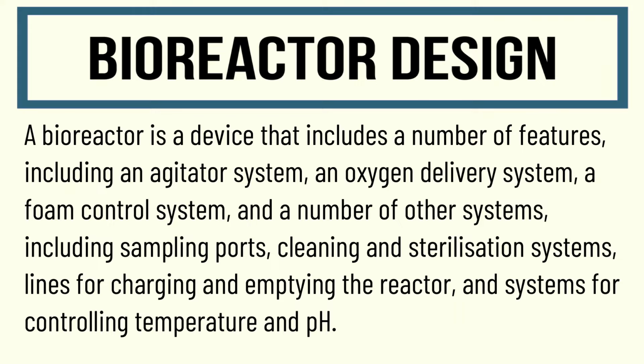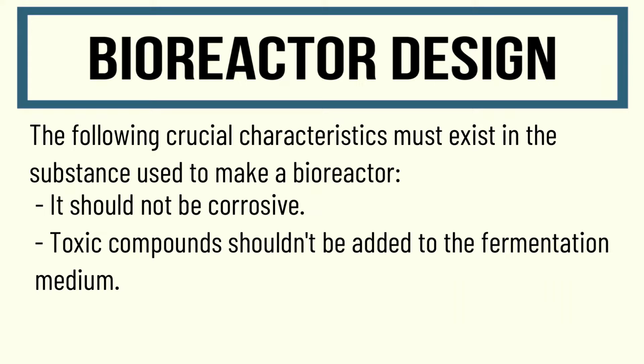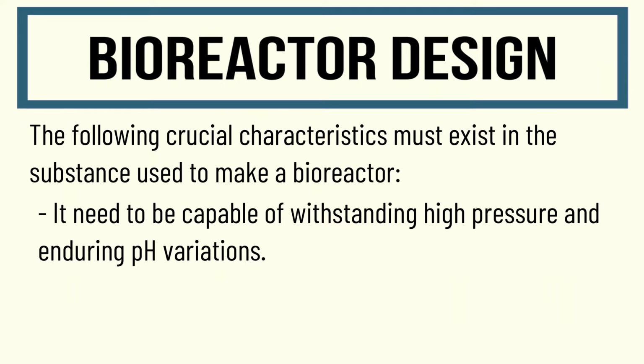The following crucial characteristics must exist in a substance used to make a bioreactor. Number 1. It should not be corrosive. Number 2. Toxic compounds shouldn't be added to the fermentation medium. Number 3. It must be able to withstand the steam sterilizing procedure. Number 4. It needs to be capable of withstanding high pressure and enduring pH variations.